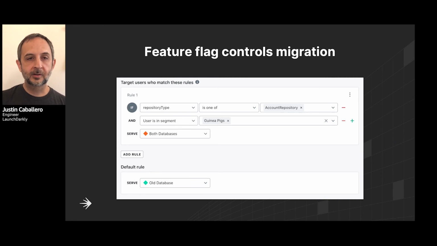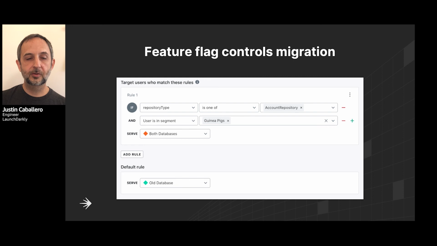And as I mentioned, we control the mode, whether we're in A or B or both mode, using a feature flag. This is an example screenshot from the LaunchDarkly application of how you might do that. We're saying here that if our repository type is an account repository and the user who's making the call to our API, say, is in our guinea pig set of users, then we're going to give them both databases. Otherwise, everybody else, we're going to give just the old database.